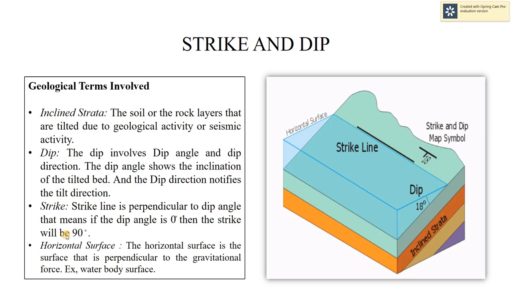It has tilted. So then we go through the horizontal surface. The horizontal surface is actually perpendicular to the gravitational pull. So you know the gravity is perpendicular to the horizontal surface. It can be recognized as the water surface or water body surface. Anywhere you put the water will always remain perpendicular to the gravitational force. So that's what the horizontal surface actually is.